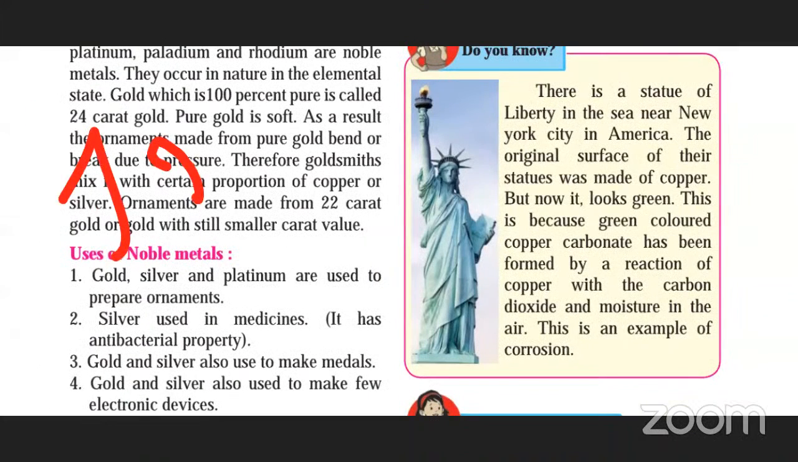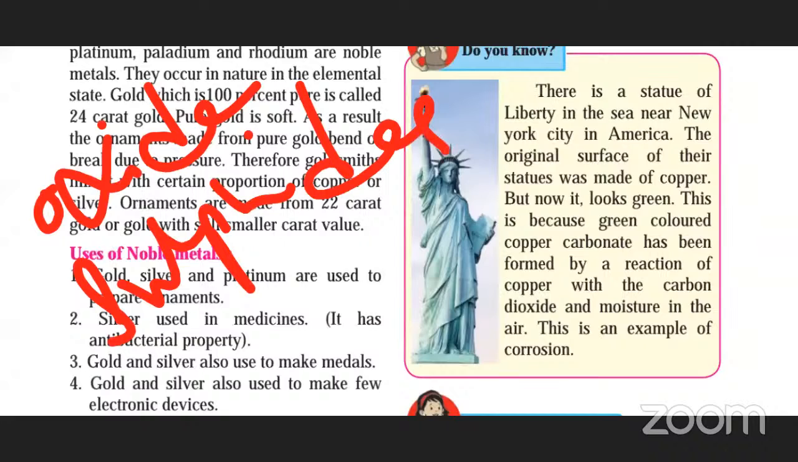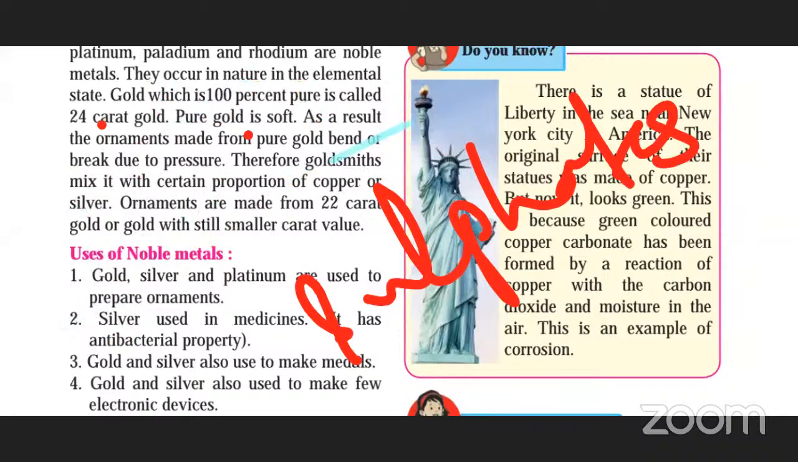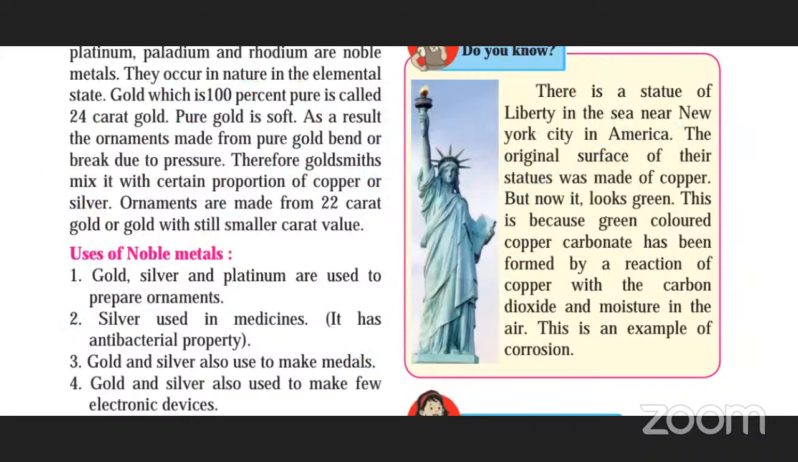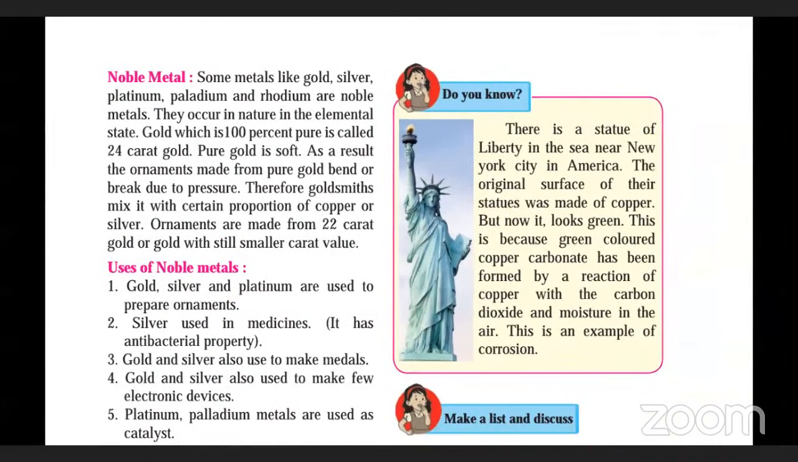If you talk about iron, iron is obtained from the earth's crust. So you will not get pure iron from the earth's crust. You will get iron in the form of oxides, in the form of sulfides, in the form of sulfates. They are not obtained in the pure form. But these noble metals are obtained in elemental form, meaning they do not react with other elements.